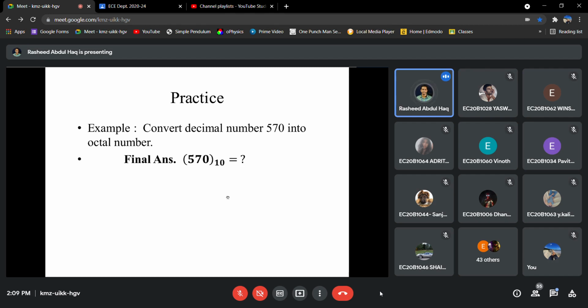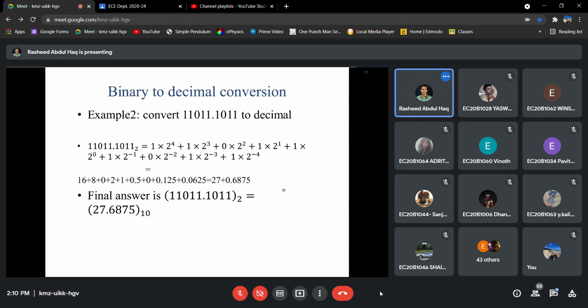Okay, now we will do the opposite way. We will convert a binary number to decimal. This is an example.